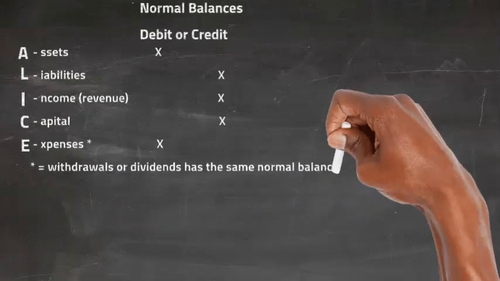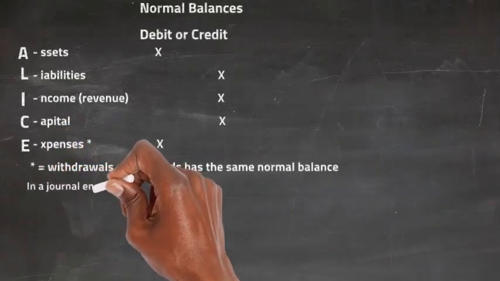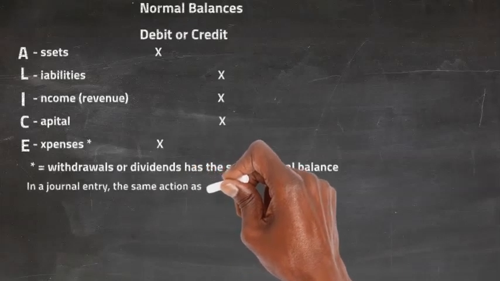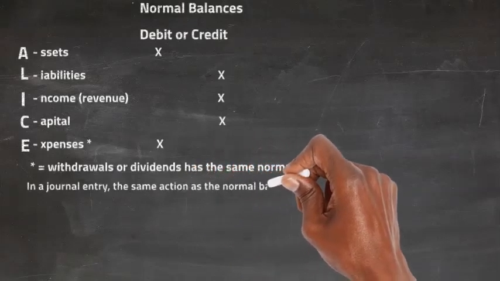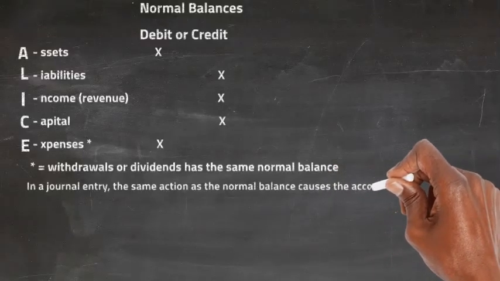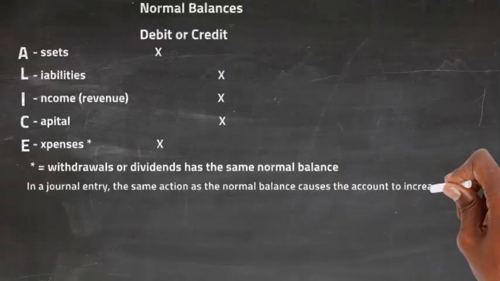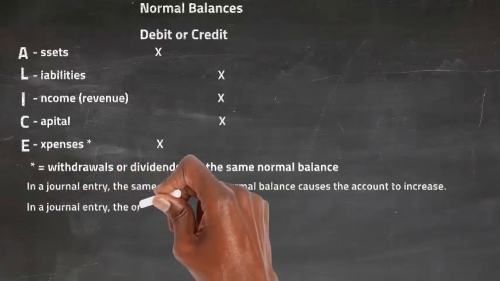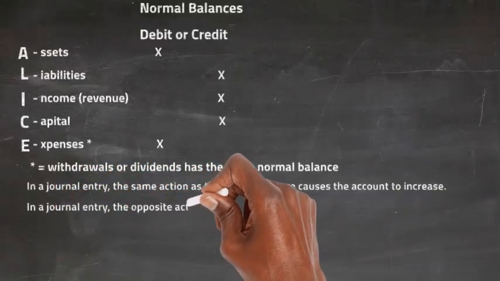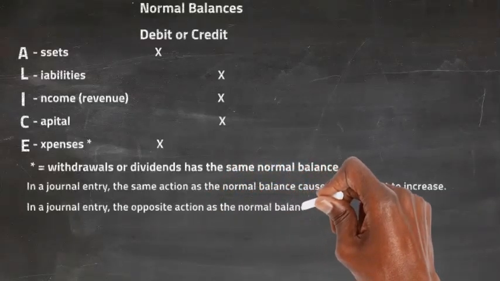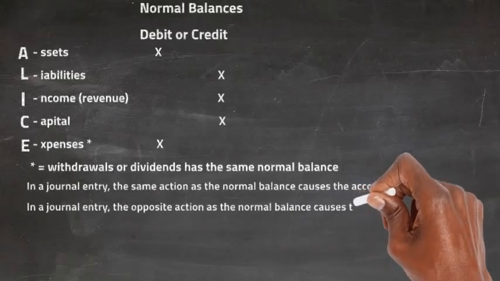The logic here is that the same action as a normal balance will increase the account in a journal entry form, and the opposite action will cause the account to be decreased. And we'll see in a journal entry, as I do right now, where assets will be increased with a debit, but capital will also be increased with a credit.